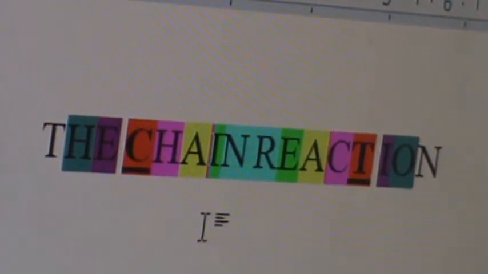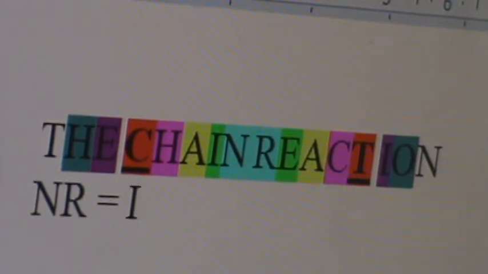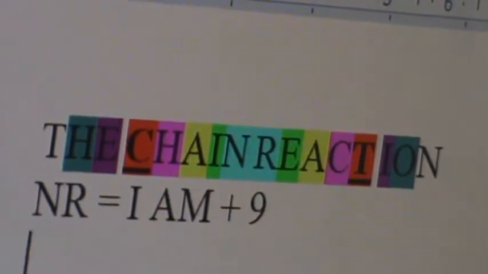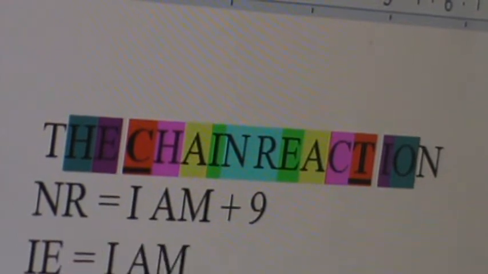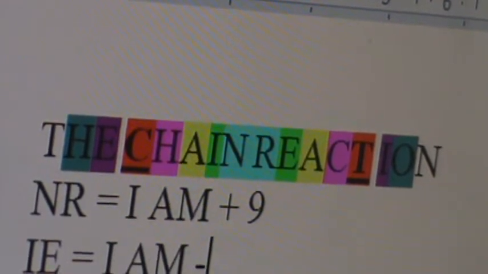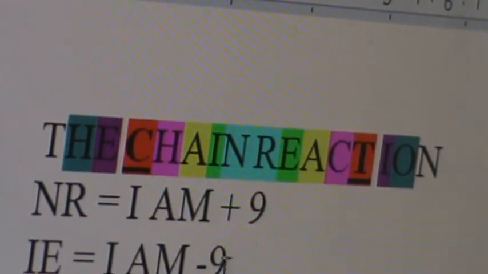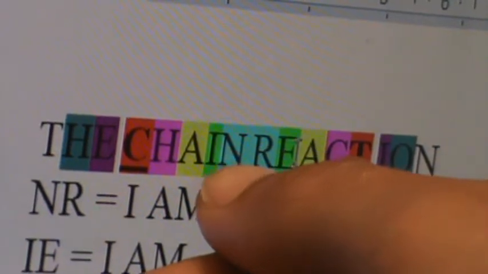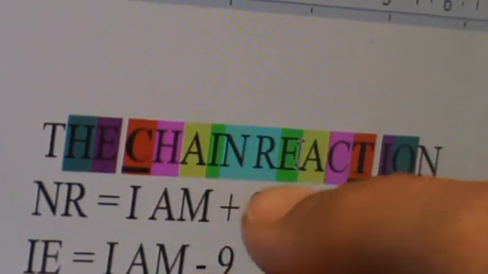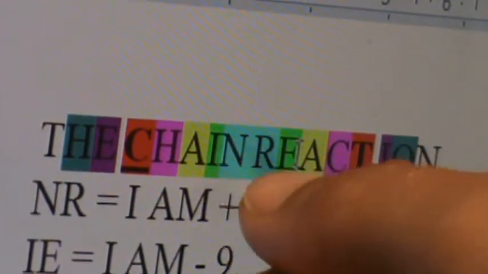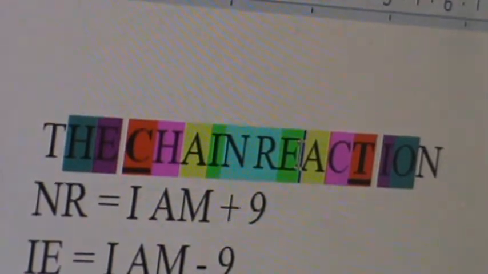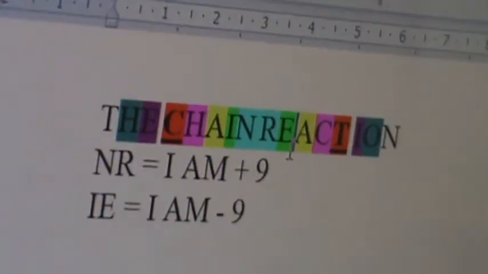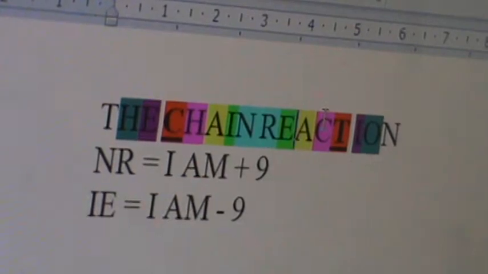Okay, so for the record, you could write this out. I've already said it, NR equals I am plus 9. Okay, IE equals I am minus 9. So we already have a double I am at the dead center. Oh, of course. The IN on the end of chain is I am, and the RE at the front of reaction is I am. Okay, the Lord God omnipotent reigneth. So this is very obvious, isn't it? Very, very glaring.